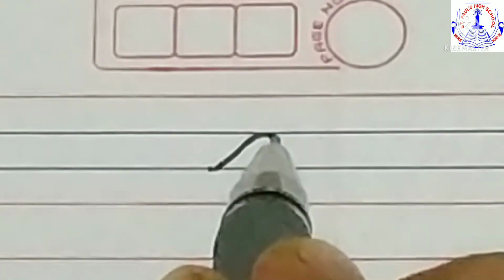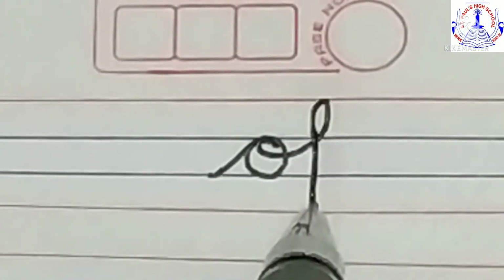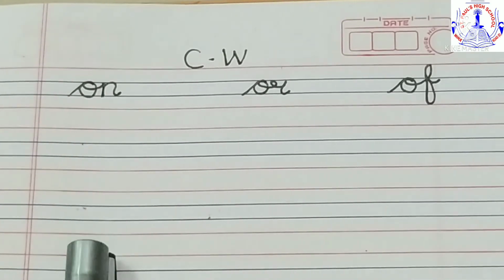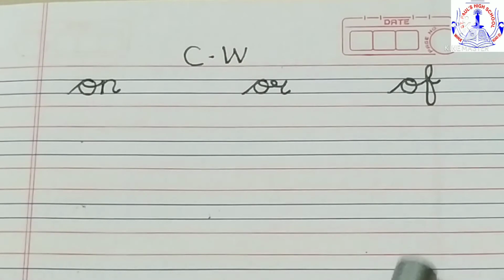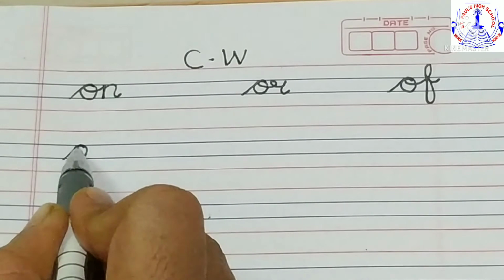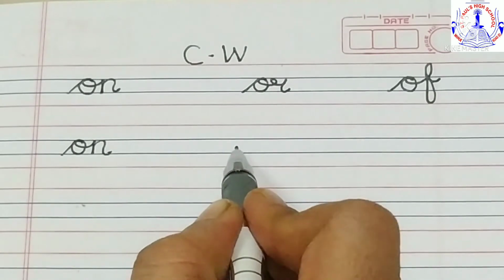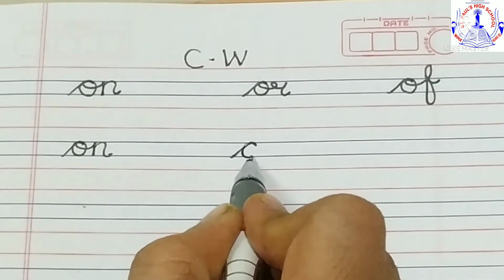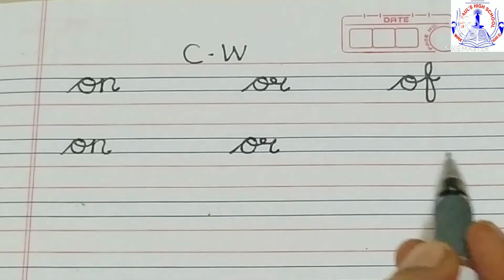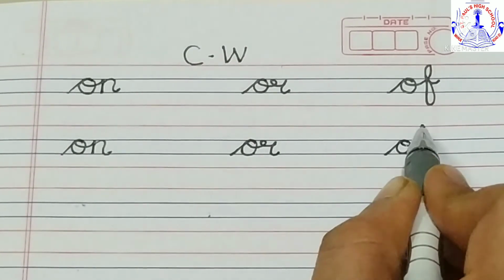And the third two-letter word which we are writing is O. Join and write F. O-F, off. So this way we are going to write, and we are going to write one below the other. So first word O-N, on. Next is O-R, or. Next is O-F, off.